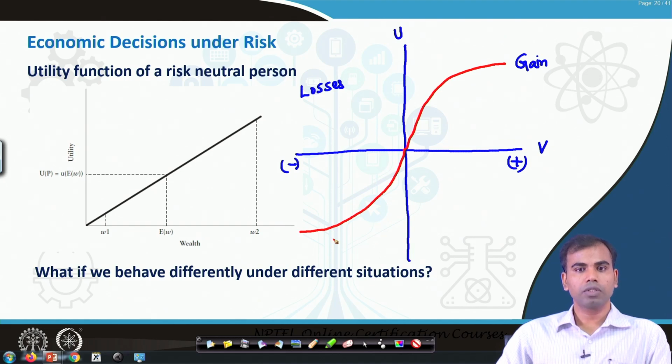And this can be seen in examples in the stock market, where people try to hold on to the stocks where they are losing value, and they sell the winners, the stocks which have gained in value. This is a typical example of prospect theory in real life.